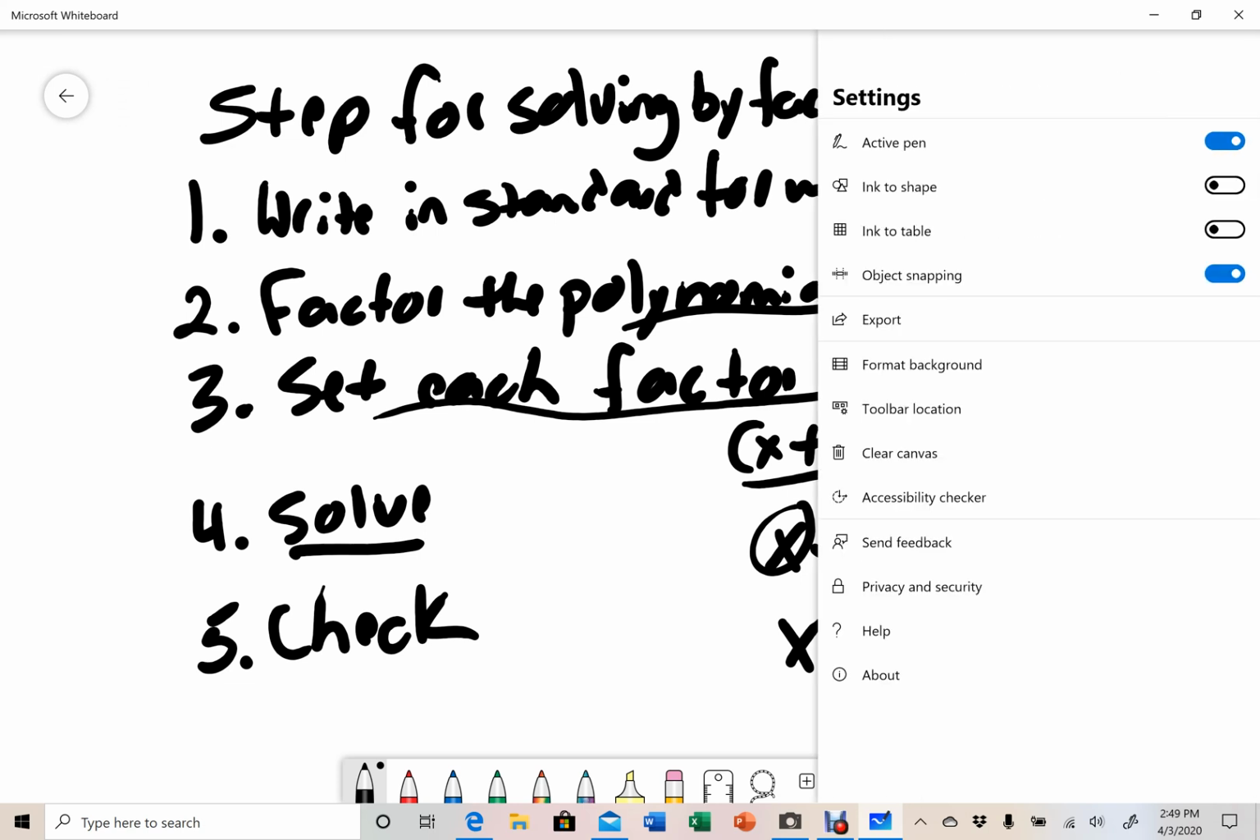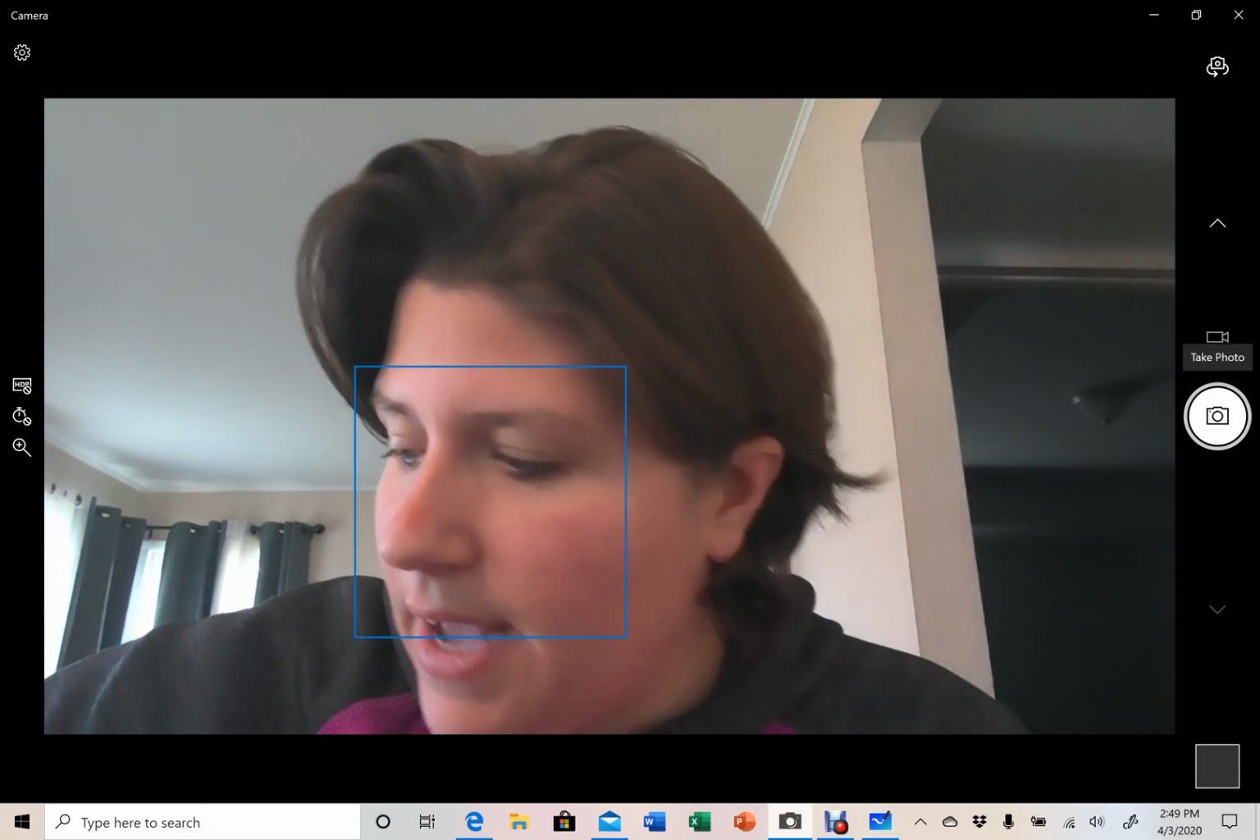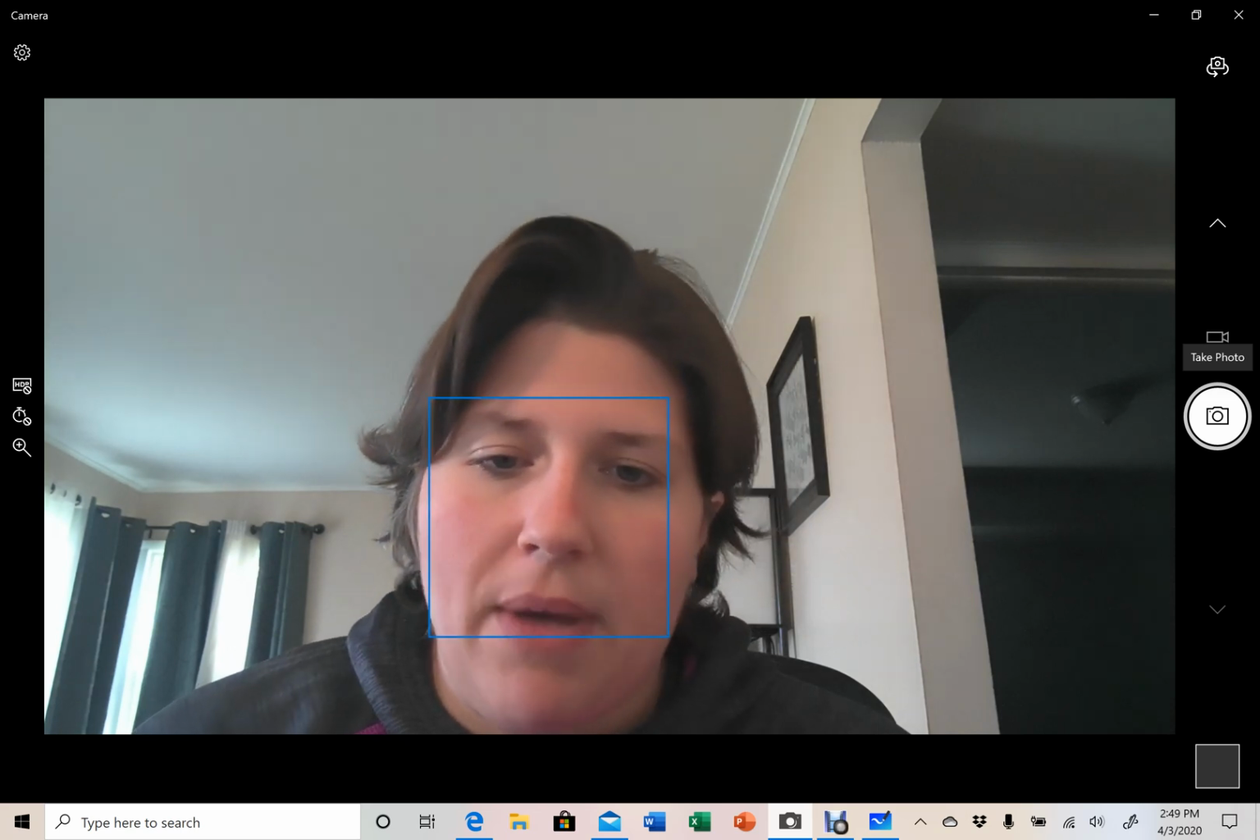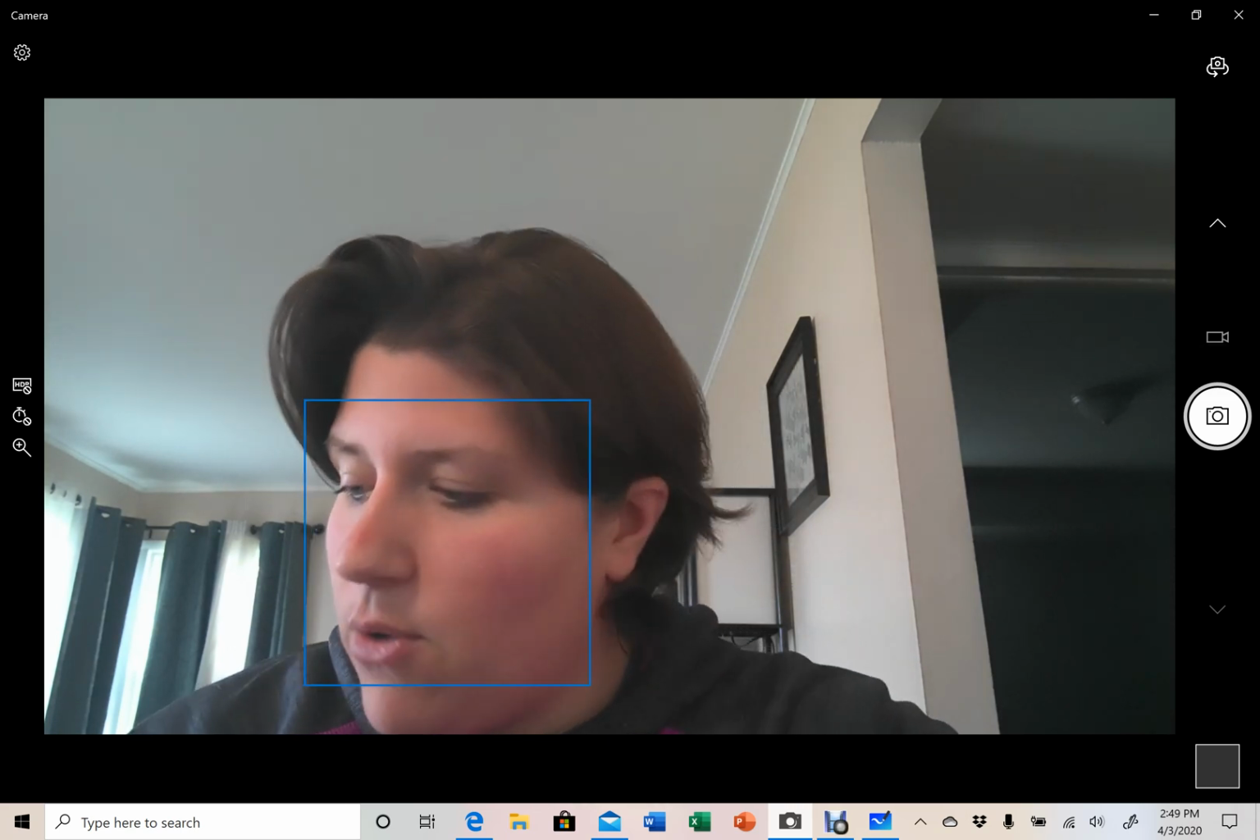All right, so those are our steps for solving by factoring. So let's take a look at some of these. We'll work some of these out on the board step by step so we can see just exactly how they're done. Okay, so look in your book. We're at example 9.1a. Okay, example 9.1a.